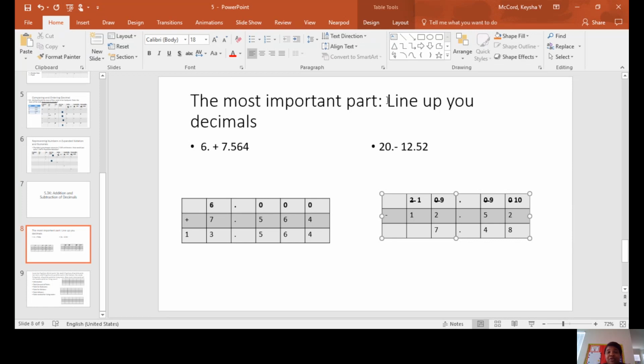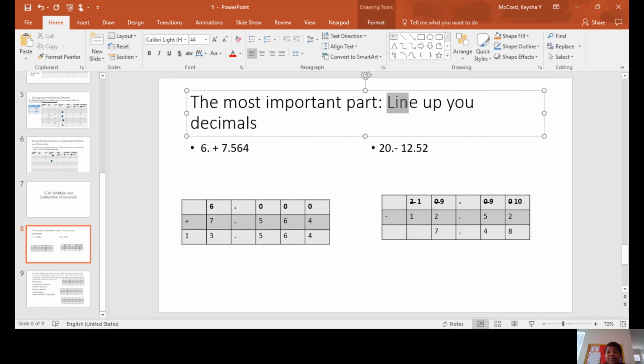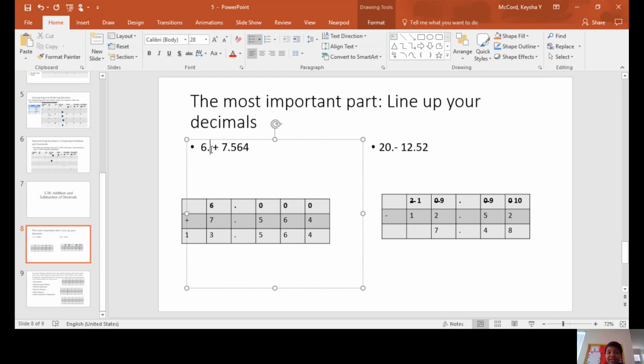Again, the most important thing that you need to do is line up your decimal. Line up your decimals. Let's all say it together. Line up your decimals, and then you can add like normal. What if my number doesn't have a decimal at the end? It has one. Add the decimal and put zeros behind it. Because 6.000 is the same as 6. And 20.000 is the same as 20.